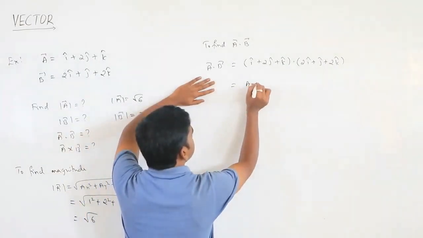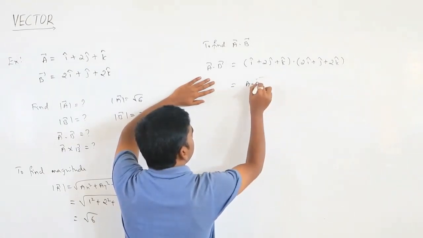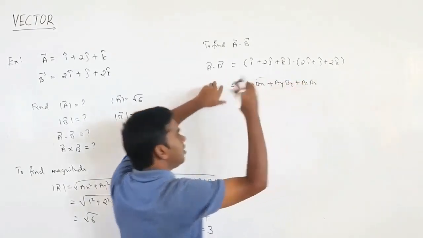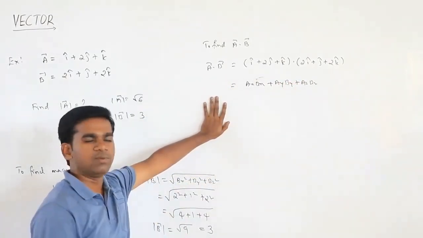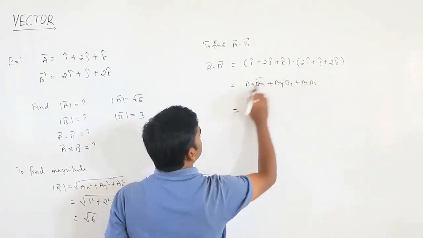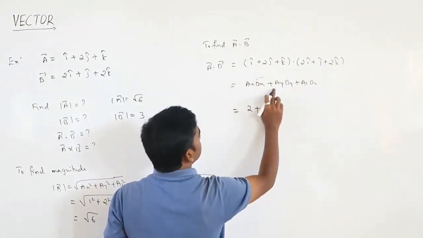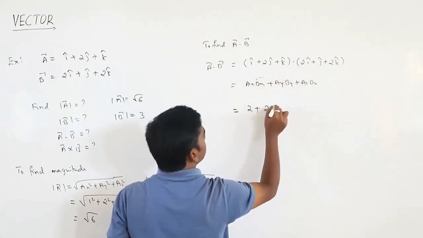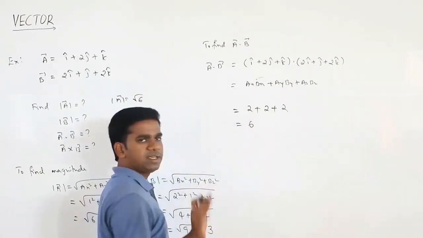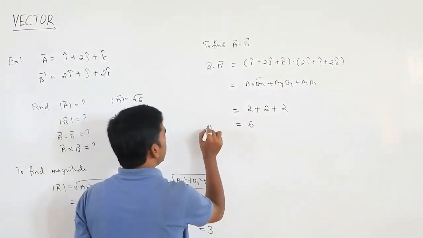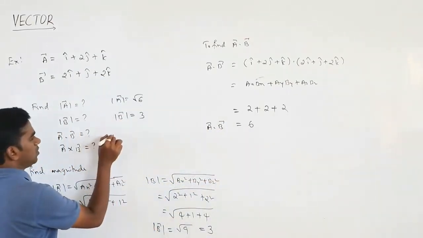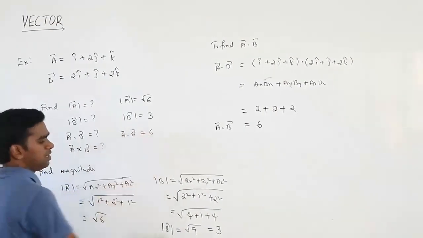In general, the solution is ax bx plus ay by plus az bz. We have to multiply their respective components. You can watch our previous videos and you will understand this. So this becomes 1 into 2, which is 2, plus 2 into 1, which is 2, plus 1 into 2, which is again 2. So the answer is 6. No I, j, k, because it is a scalar product. So A dot B is equal to 6.